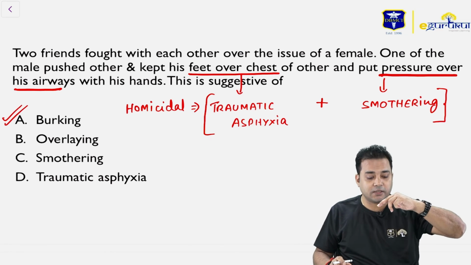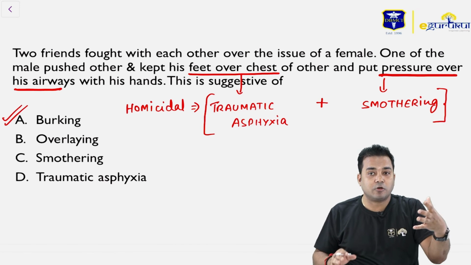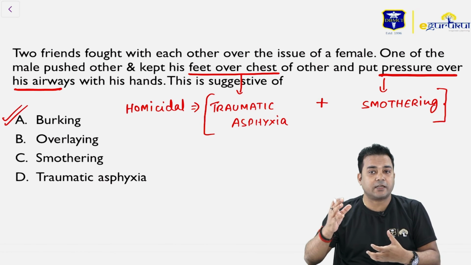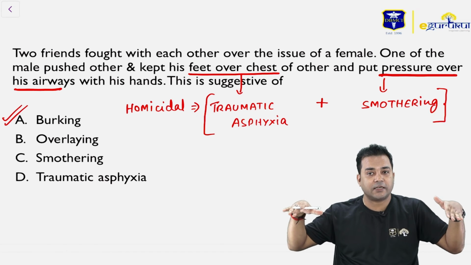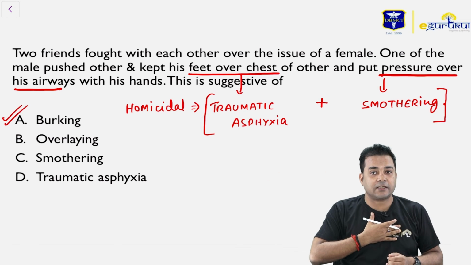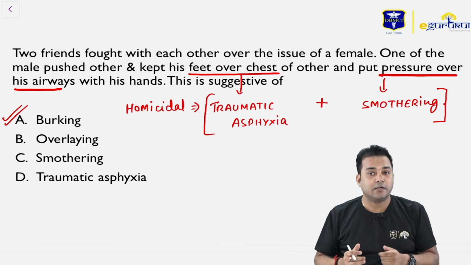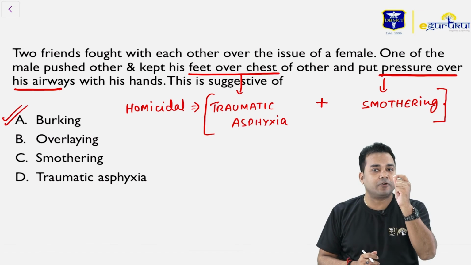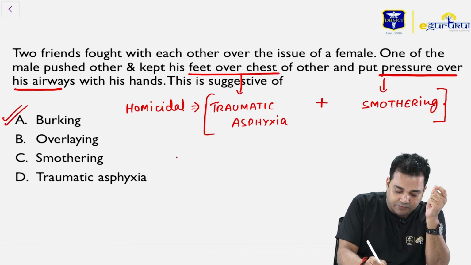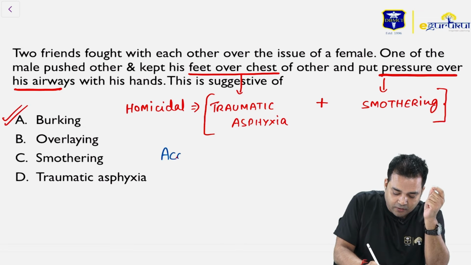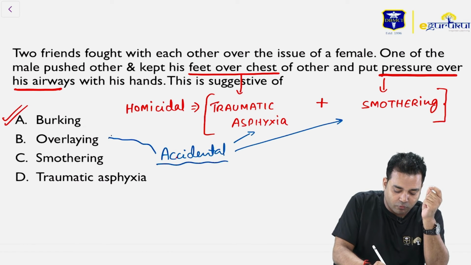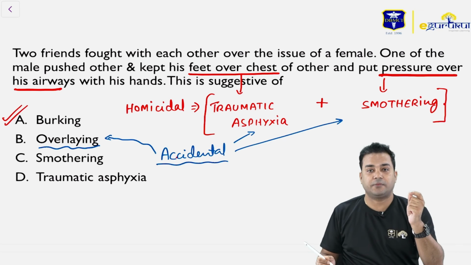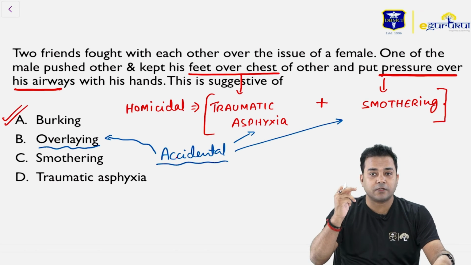Next time, suppose they give you a question that there is a newborn who has died due to accidental traumatic asphyxia and smothering due to heavily built parents sleeping beside the newborn. The hand of the father went over the chest and the hand of the mother went over the airways of the newborn. What is this called in one word? Mainly seen in newborns, a combination of these two events is called overlaying. So this was also one of the recent exam questions.